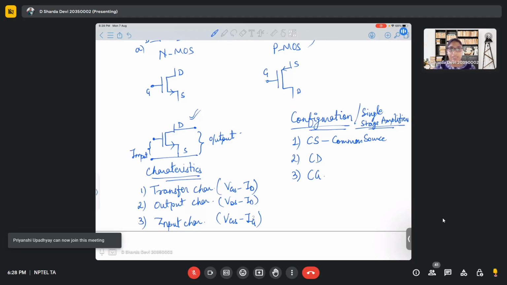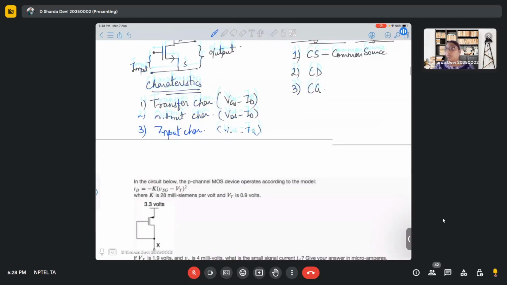We also call them single stage amplifiers, and all these have their different functionalities and different behaviors. So we'll go through these one by one as we come across them through the questions that we'll solve. Okay. Now, moving on.